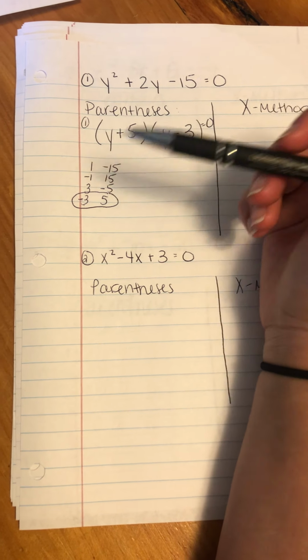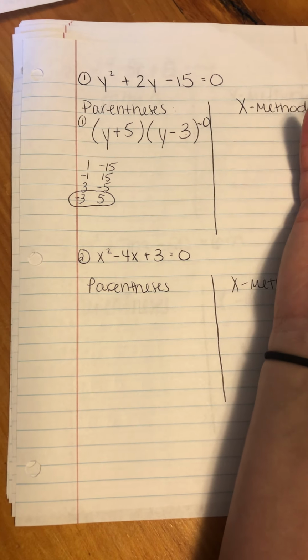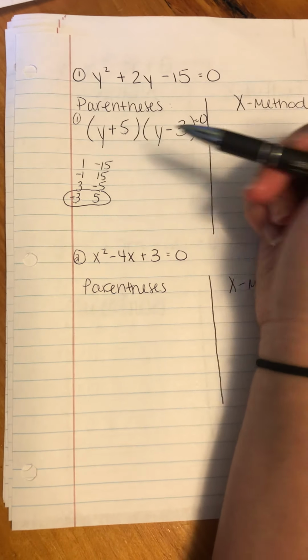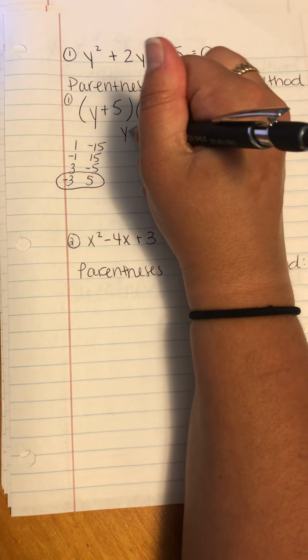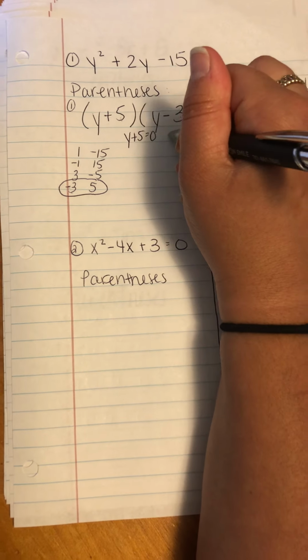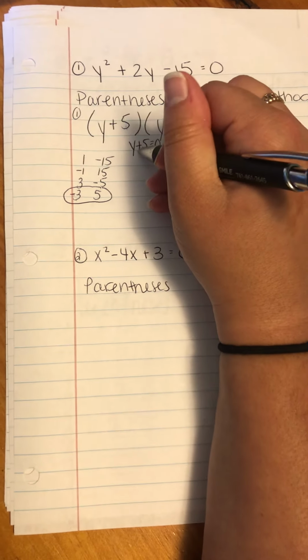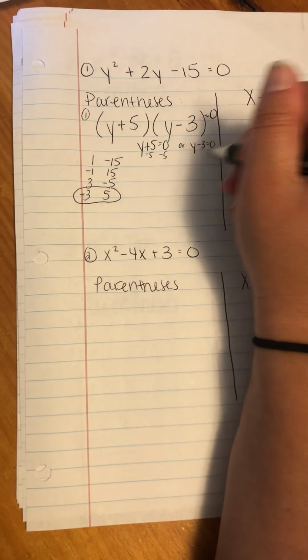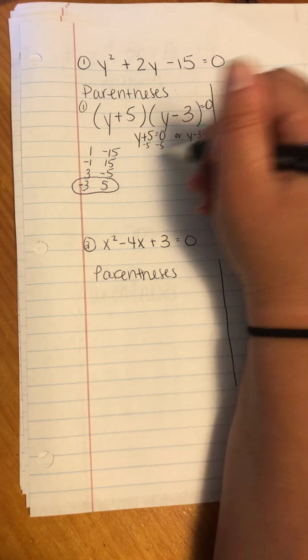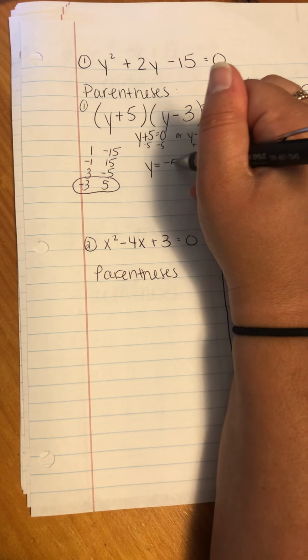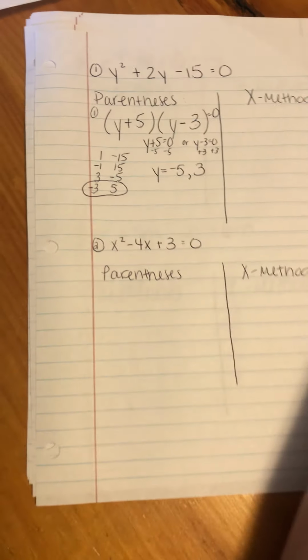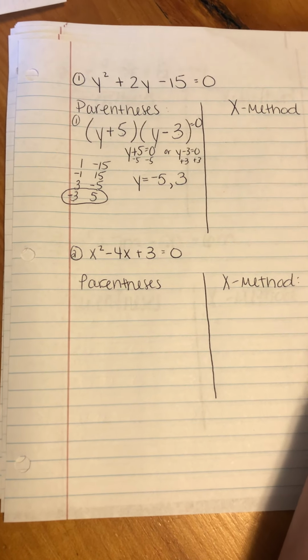From here, a lot of the times it'll say find the roots of this trinomial. So you'd have to factor, and then solve. You'd say y plus 5 equals 0, or y minus 3 equals 0. So you'd have two solutions. You subtract your 5, you add the 3. So your two solutions are going to end up being negative 5 and positive 3. Those are your two roots.